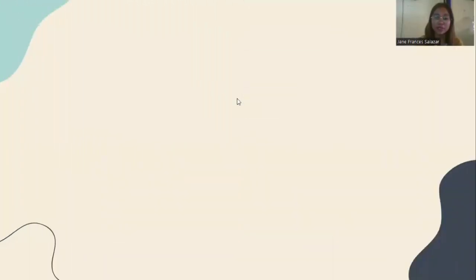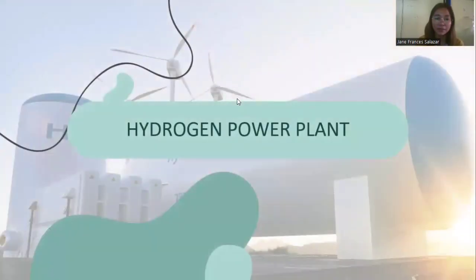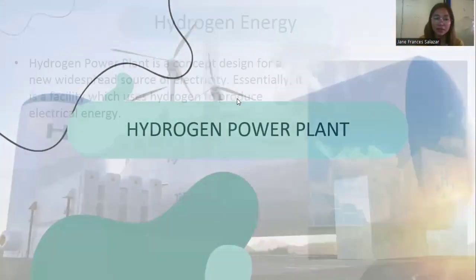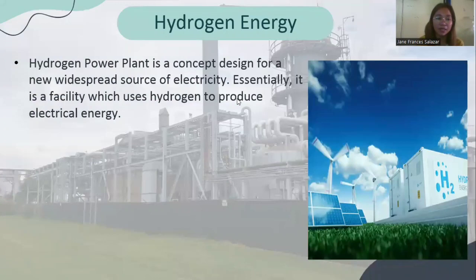Next, we are going to discuss the hydrogen power plant. A hydrogen power plant is a concept designed for a new widespread source of electricity. Essentially, it is a facility which uses hydrogen to produce electrical energy.